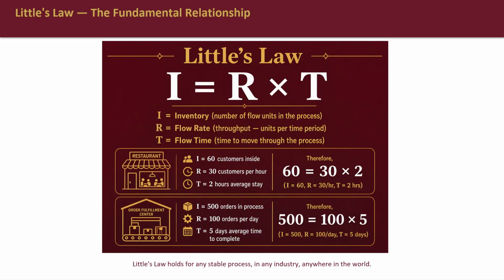That relationship is Little's Law, and it is on the screen in front of you. Inventory equals flow rate multiplied by flow time. I equals R times T. John Little proved it mathematically in 1961. 2 things make it remarkable.